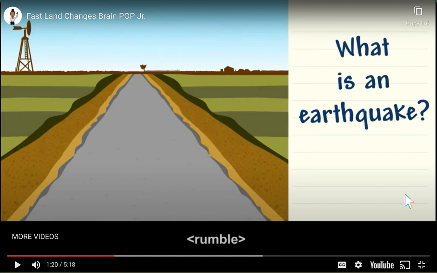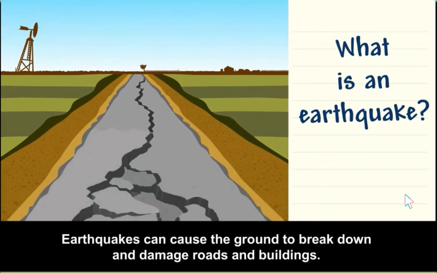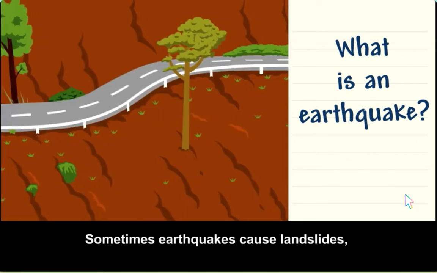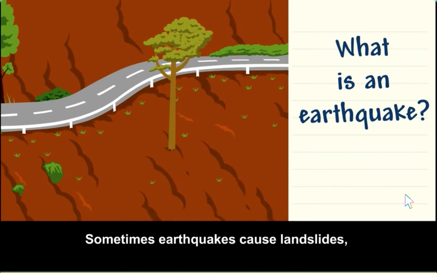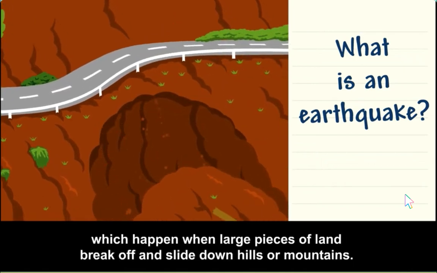So take note of the changes that happen during an earthquake to the land. The land shakes. What else might happen? Earthquakes can cause the ground to break down and damage roads and buildings. Sometimes earthquakes cause landslides, which happen when large pieces of land break off and slide down hills or mountains.